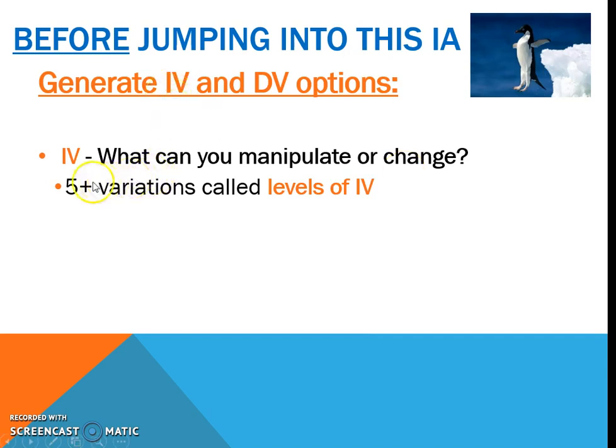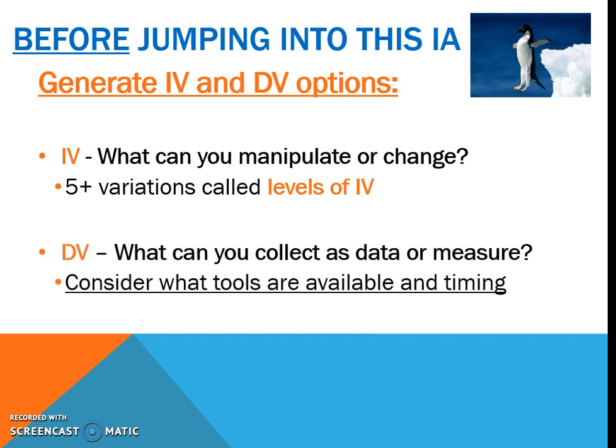Remember that in this course you have to have 5 different variations or levels of IV. That could be 5 different transects I'm doing measurements on, 5 slight differences in places I'm putting quadrats, etc. Those are things that I can manipulate or change in fieldwork.